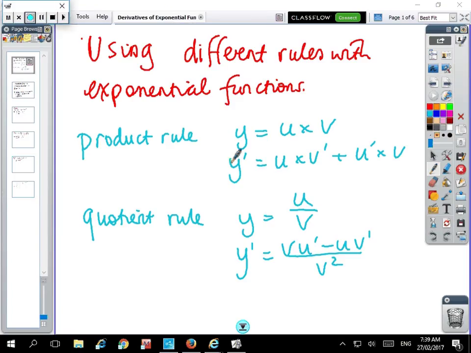Okay, so we're just looking at the second video on deriving with exponential functions, and we're just going to go over the two rules again that we've used before. So the first one is the product rule when you've got two functions that have x in them. So you've got u times v, so it's u v dash plus u dash v. And in the quotient rule, u over v becomes v u dash minus u v dash over v squared. So they're the rules we're going to be using.